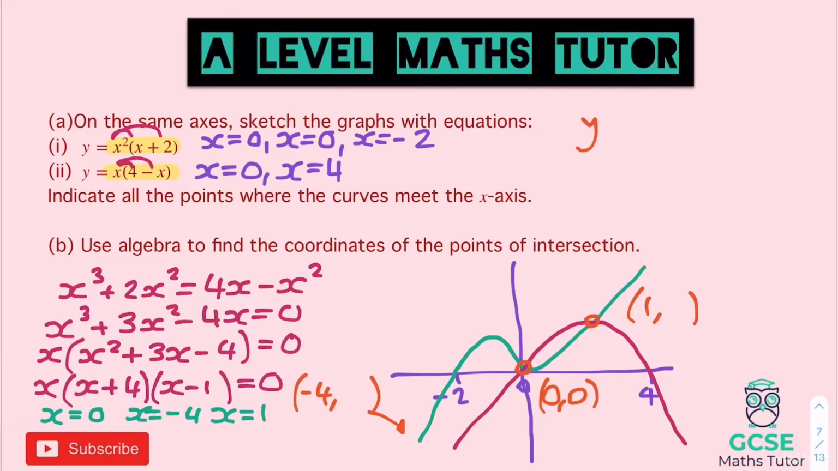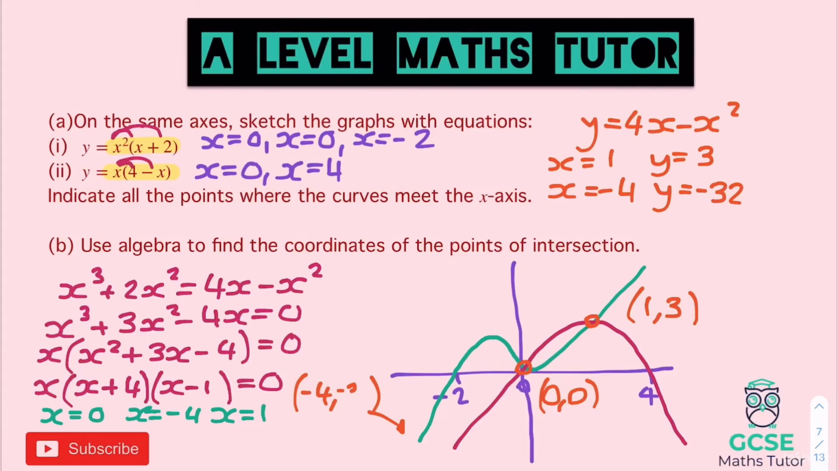So when y equals 4x minus x squared, we've got our 2 x coordinates, so when x equals 1, we get 4 take away 1, which is y equals 3, and we can put that in. And when x equals -4, 4 times -4 is -16, take away 16, that leaves us with -32, so y equals -32. There we are, so -4, -32 was our second one there, and obviously not forgetting the 0, 0 in the middle. So 1, 3, 0, 0, and -4, -32.